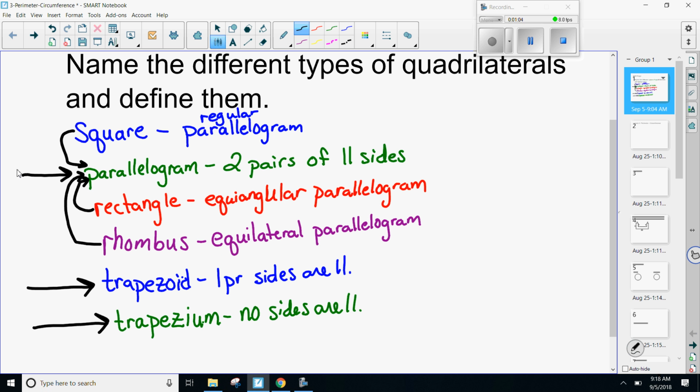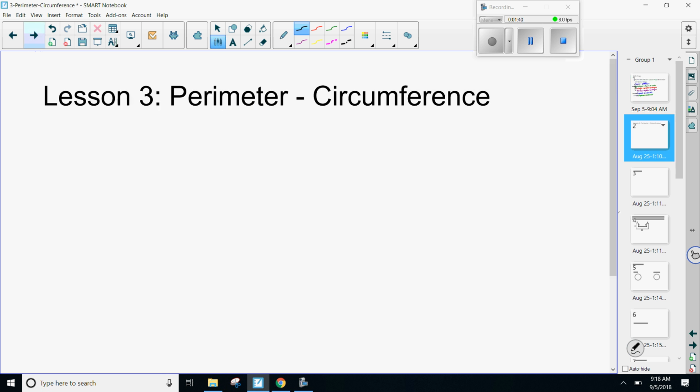Now, a question we left off with yesterday. Are all squares rhombuses? Yes. Are all rectangles squares? No. But are all squares rectangles? Yes, because all squares have four right angles that are equal, and that's what the definition of a rectangle is. But the definition of a square is that it's equiangular and equilateral, and are all rectangles equilateral? No. So not all rectangles are squares, but all squares are rectangles.